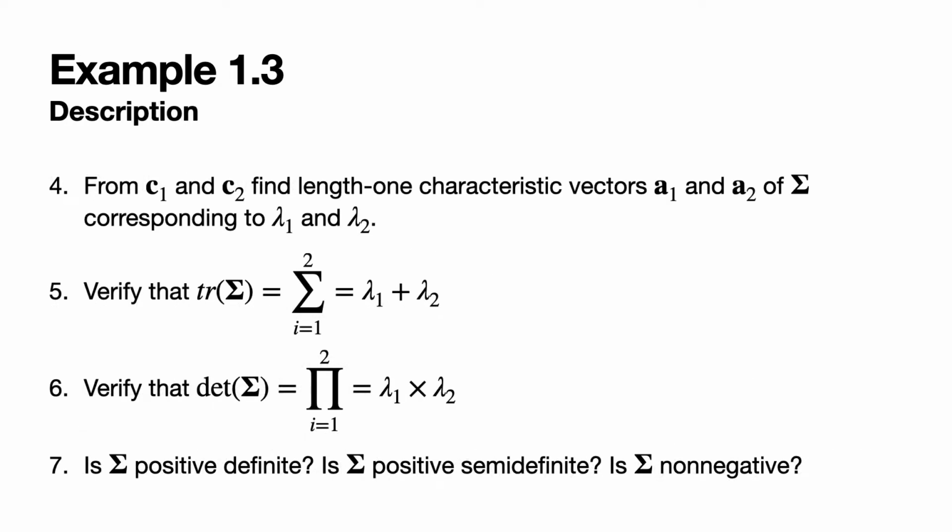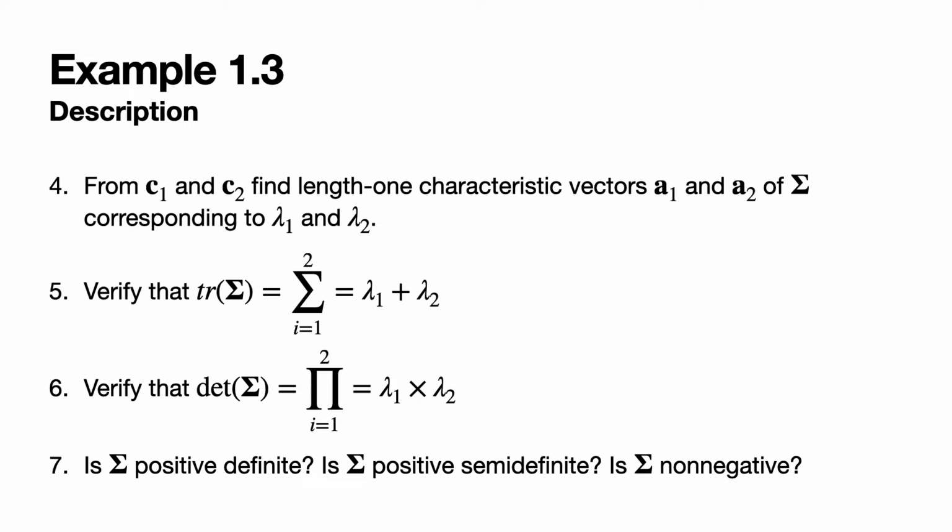Then, from C1 and C2, we'll find length 1 characteristic vectors of cap sigma corresponding to lambda 1 and lambda 2. We'll then verify that the trace of this matrix is equal to the sum of its characteristic roots. We'll also verify that the determinant of this matrix is equal to the product of its characteristic roots. We'll then answer the questions: is cap sigma positive definite? Is it positive semi-definite? And then, is it non-negative?